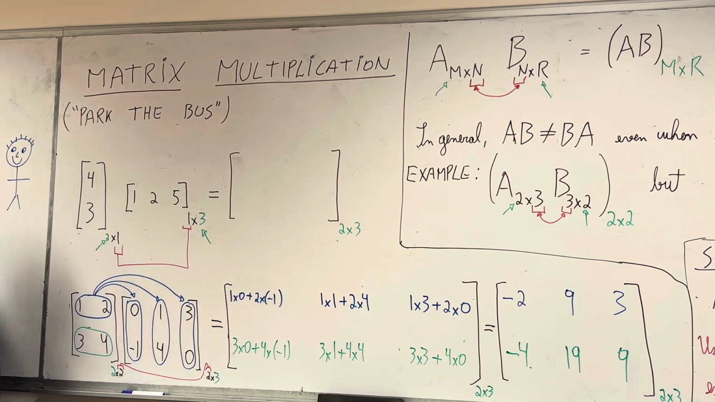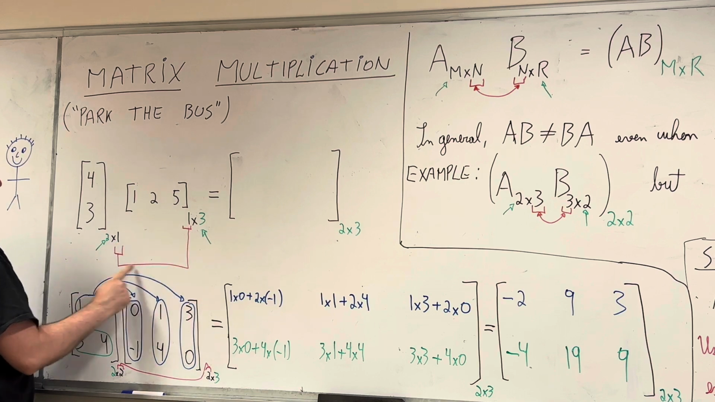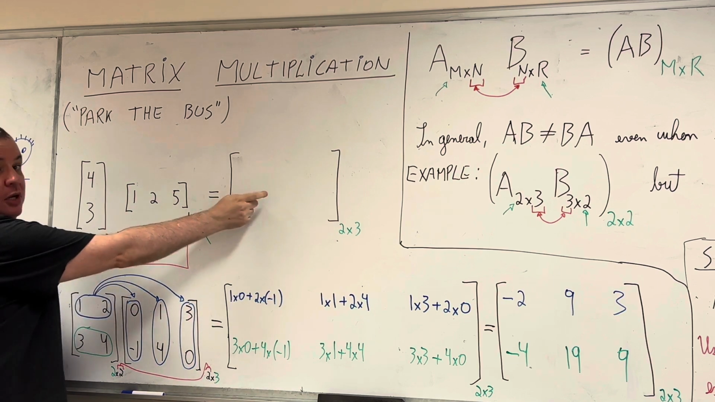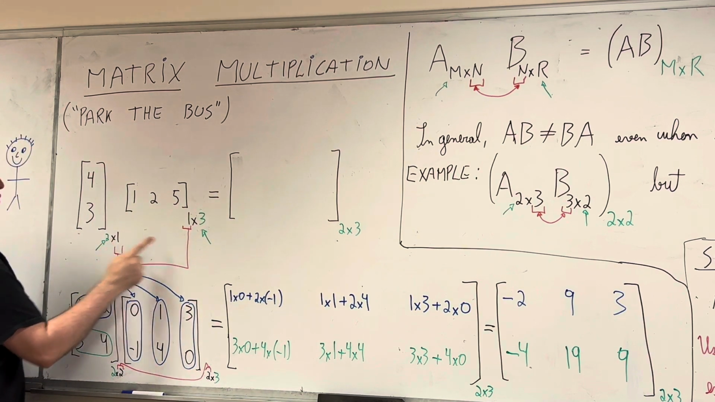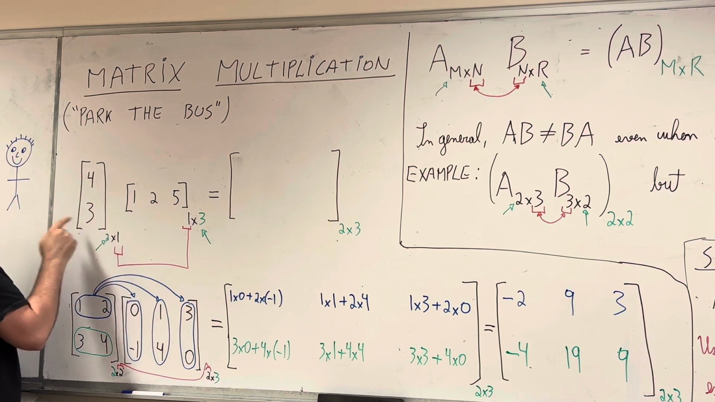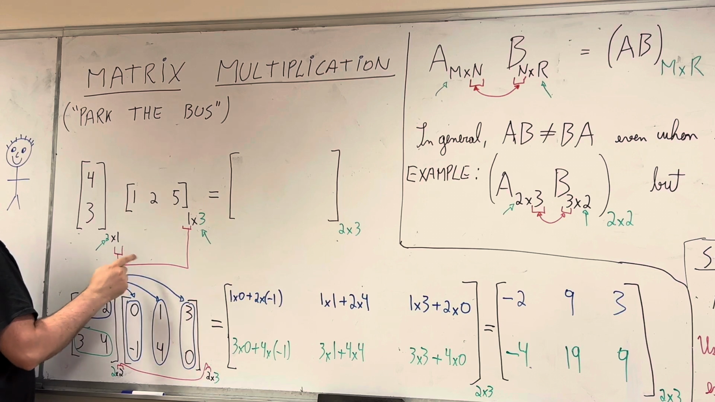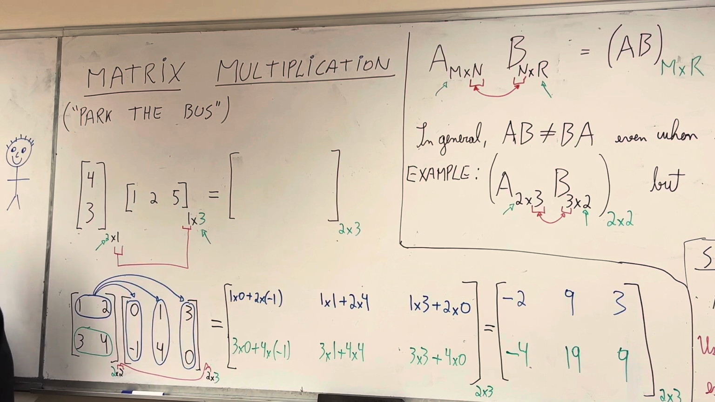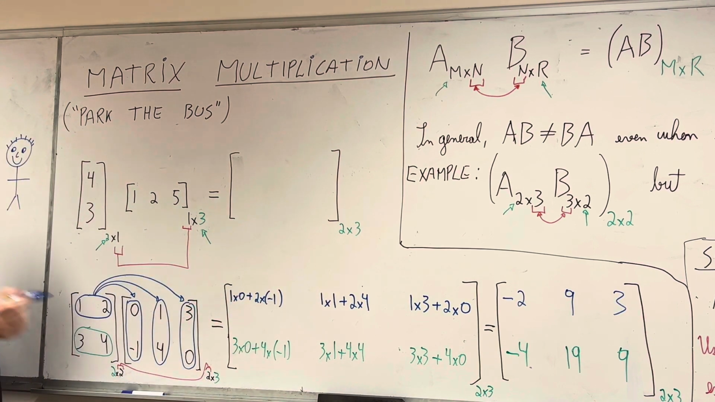Okay? Now, if this number is the same as this number, I can go ahead and multiply, and I'm going to do that now. The resulting matrix will have dimensions 2 by 3. The number of rows of the multiplication will be the same as the number of rows of the matrix on the left. The number of columns will be the number of columns of the matrix on the right, in this case 3. So the resulting matrix is going to be 2 by 3, 2 rows and 3 columns. Let's see how we make it.